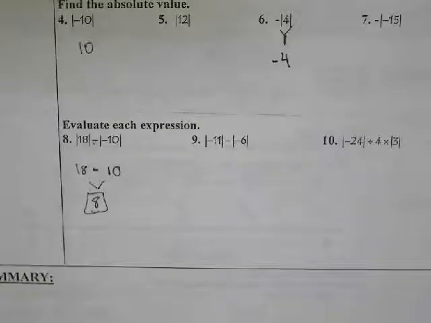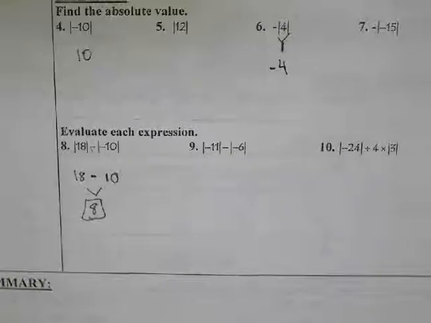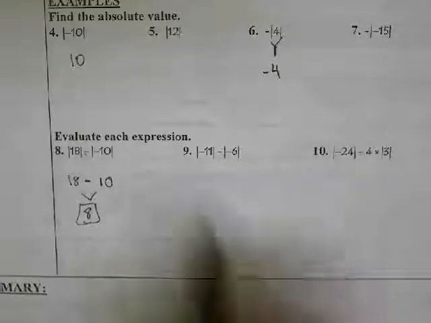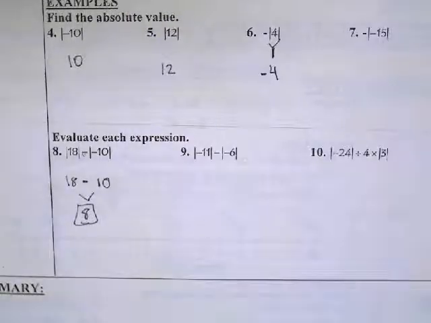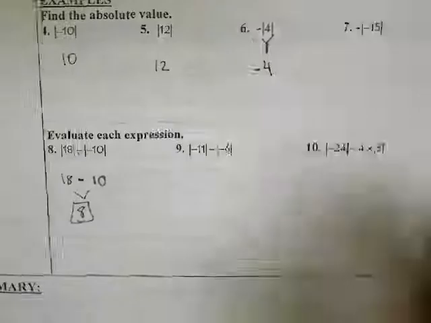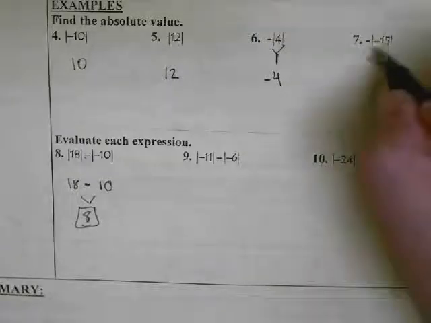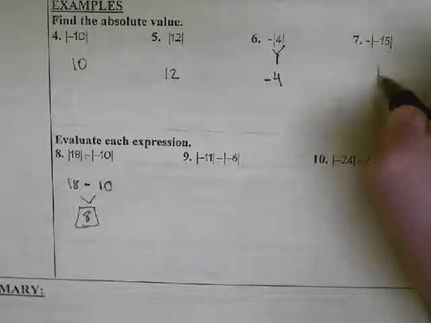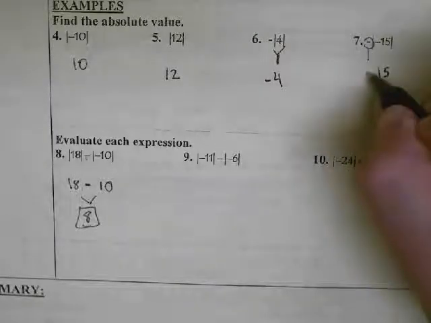So hopefully you paused and tried 5, 7, 9, and 10 on your own. Let's go ahead and look at them. I'm going to go kind of fast through these. 5, the absolute value of 12 would be 12. It's a distance of 12 steps from 0 to 12. 7, with my negative on the outside, I will take the absolute value of negative 15. That's 15. But then this negative right here comes straight down, so that's a negative 15.